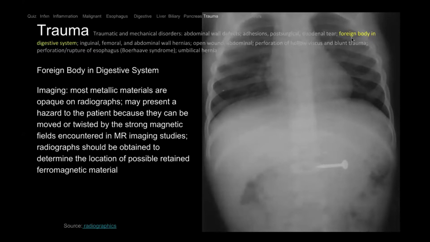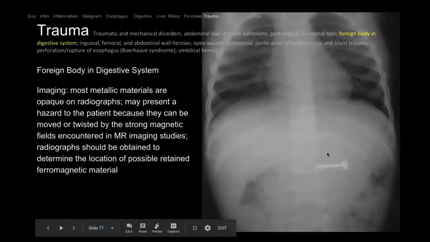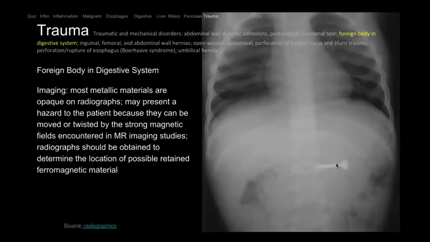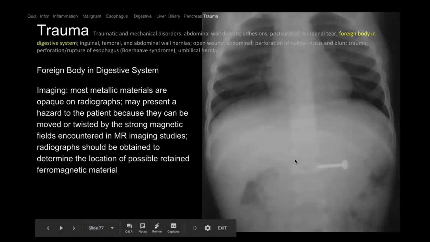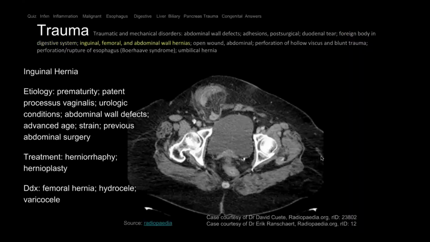Digestive system, we're talking about foreign body. This patient intentionally or unintentionally swallowed a nail. Sometimes we can get fish bones that can cause obstruction and perforation as well.